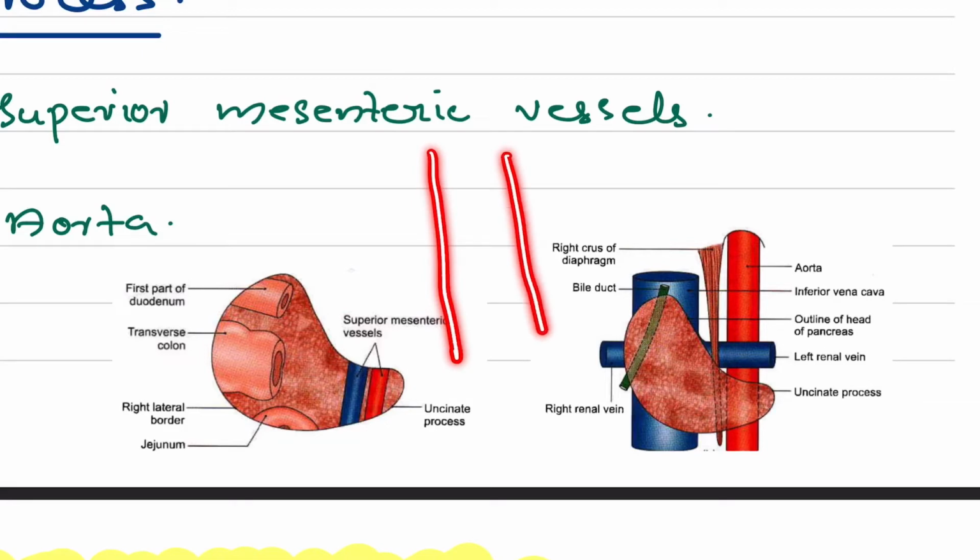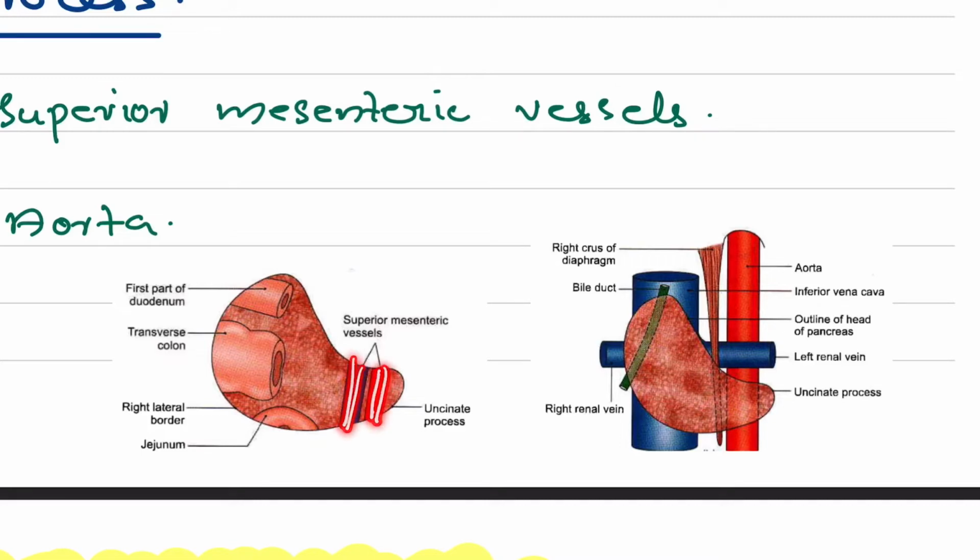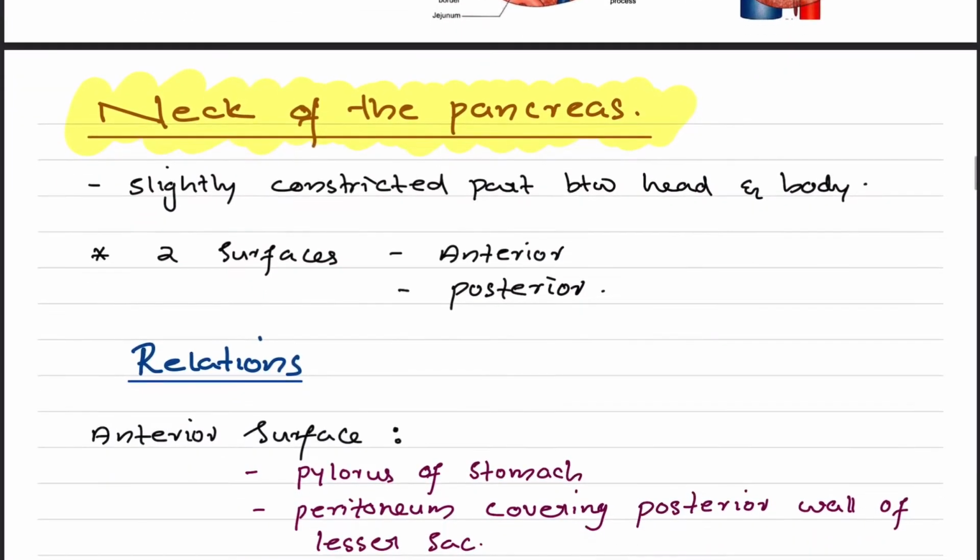If this is your abdominal aorta, we have three branches coming from the anterior part of the aorta. They are: one is the celiac trunk, another one is the superior mesenteric artery, and the third one is the inferior mesenteric artery. So this is the superior mesenteric artery. For the uncinate process, anteriorly we have the superior mesenteric artery and superior mesenteric vein. Posteriorly we have the aorta. Next we'll discuss the neck of pancreas.